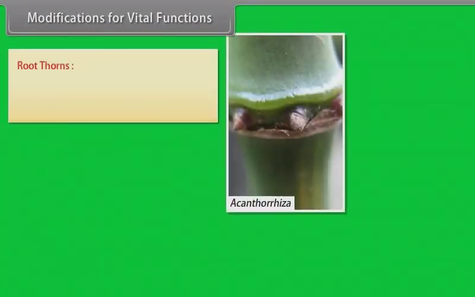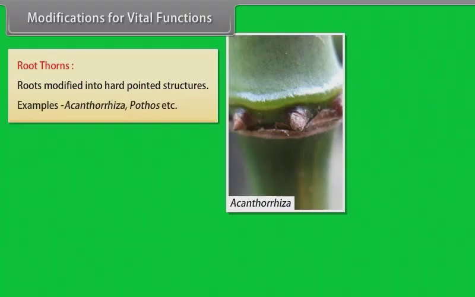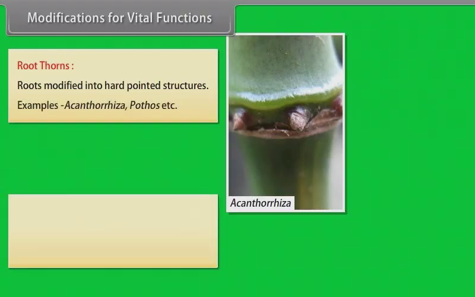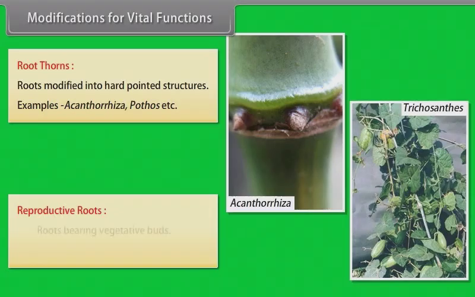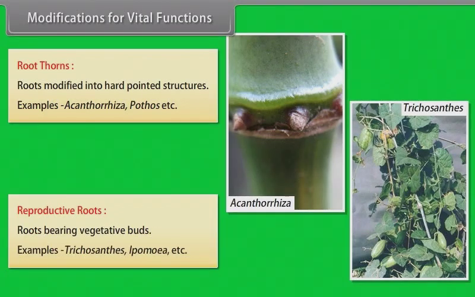Root thorns. Roots modified into sharp-pointed structures. Examples, Acanthorrhiza, pothos, etc. Reproductive roots. Roots bearing vegetative buds. Examples, Trichosanthes, Ipomoea, etc.